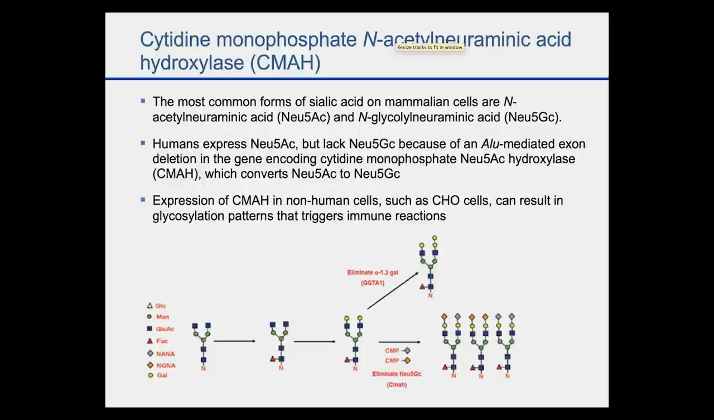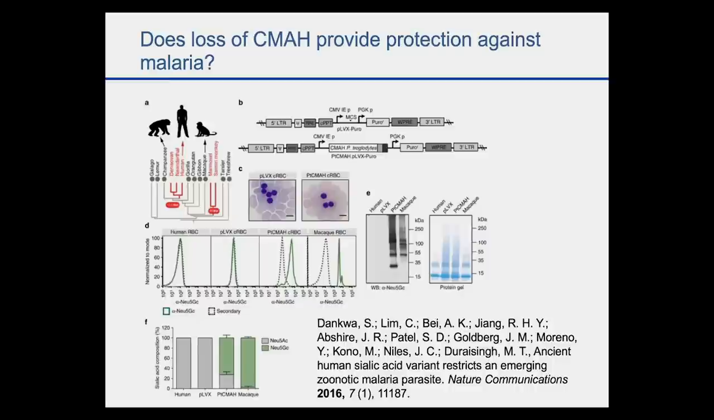And this is found only in humans, and it's not found in some of our nearest neighbors, such as chimpanzees and gorillas. And expression of CMAH in non-human cells, such as CHO cells, can result in glycosylation patterns that can trigger immune reactions. In order to investigate whether CMAH provides protection against malaria, colleagues of mine at the Harvard School of Public Health wanted to test whether they could express CMAH from macaques and make human erythrocytes more susceptible to malaria. So they used a type of malaria parasite here that primarily infects macaques.